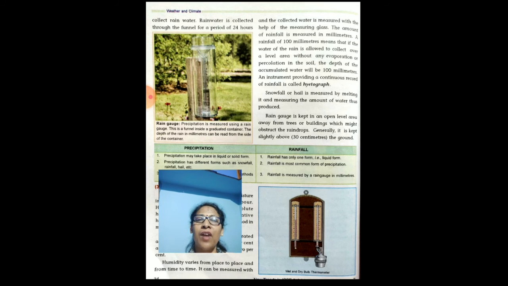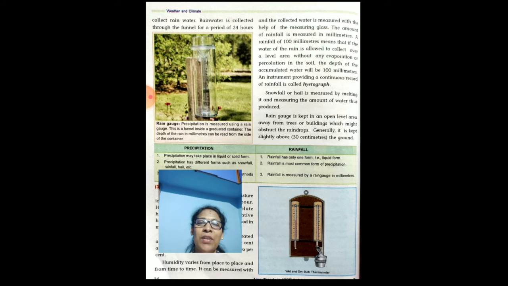A rainfall of 100 millimeters means that if the water of the rain is allowed to collect over a level area without any evaporation or percolation in the soil, the depth of the accumulated water will be how much? 100 millimeters. An instrument providing a continuous record of rainfall is called the hyetograph.